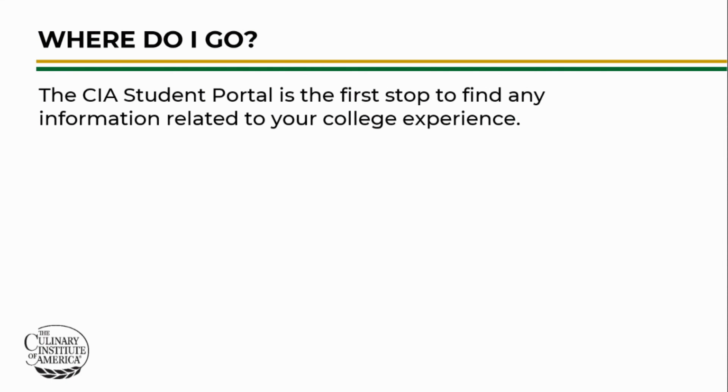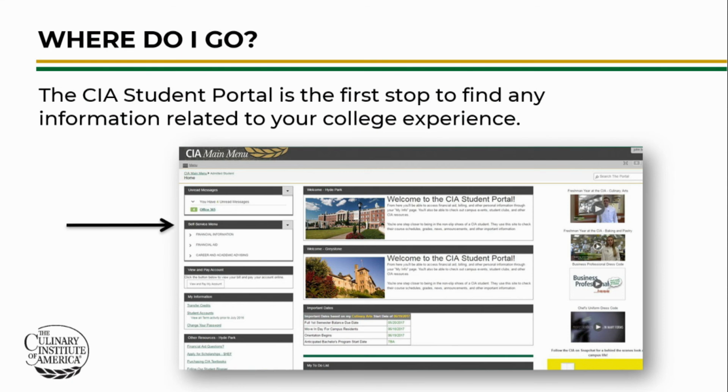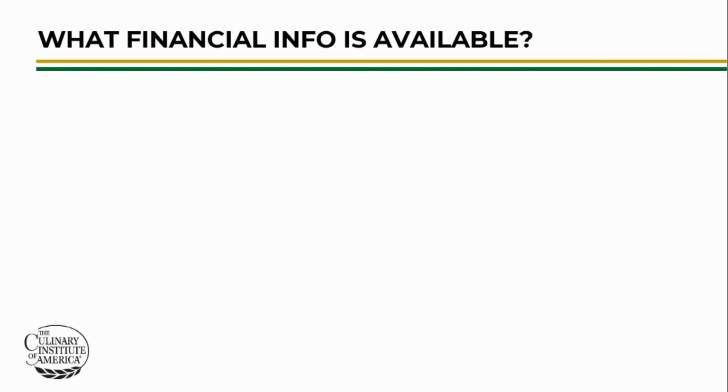So I'm going to get started talking about where to go to find information, access the financial information. The CIA Student Portal is the first stop to find any information related to your college experience. We have a self-service menu on the CIA main menu of the Student Portal that deals with financial information, financial aid, as well as career and academic advising. And then we have the View and Pay My Account tab, which is a separate tab, and that allows someone to go in and actually take action and make payments.